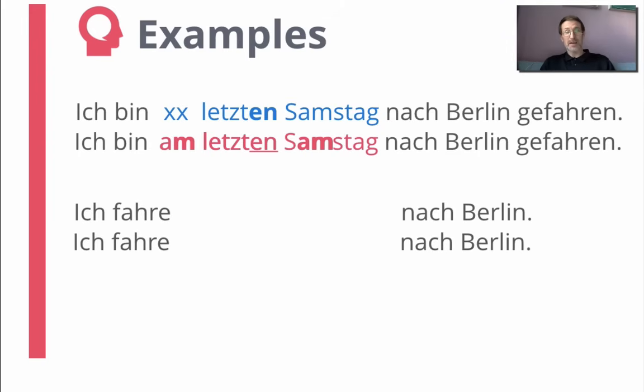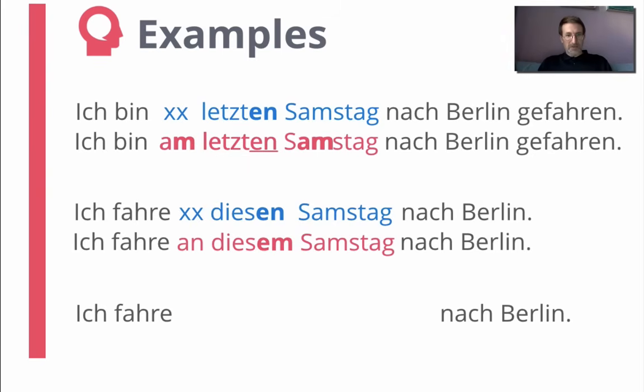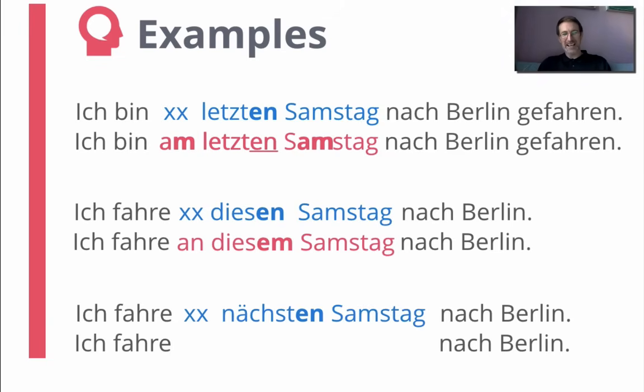A next example, I will go to Berlin. Now let's move forward in time. Last Saturday was the past, now let's talk about this Saturday. The word for this is diesen. Ich fahre diesen Samstag nach Berlin. I'm going to Berlin this Saturday. Ich fahre an diesem Samstag nach Berlin. Again, there is no difference. Use the first variant. It's the better form. So let's take a look at ich fahre nach Berlin, the future, and the future is the next Saturday. So ich fahre nächsten Samstag nach Berlin, am nächsten Samstag nach Berlin.